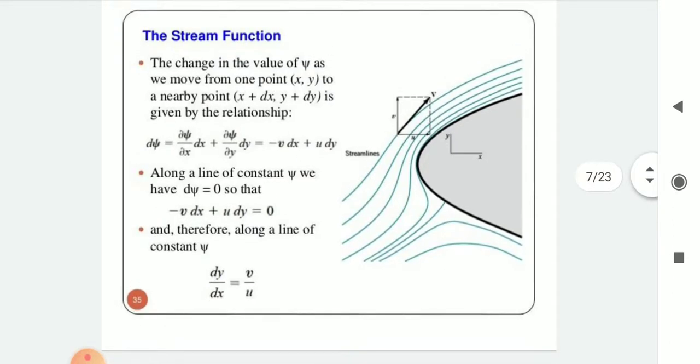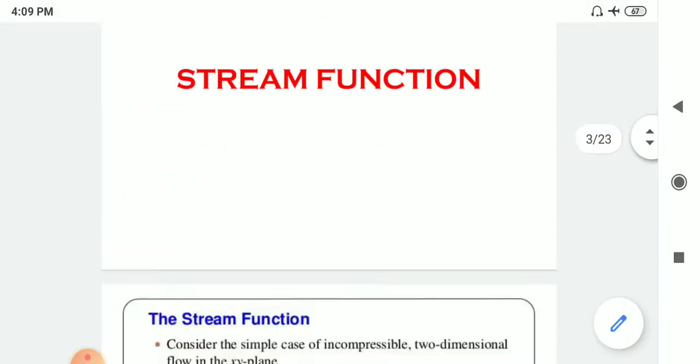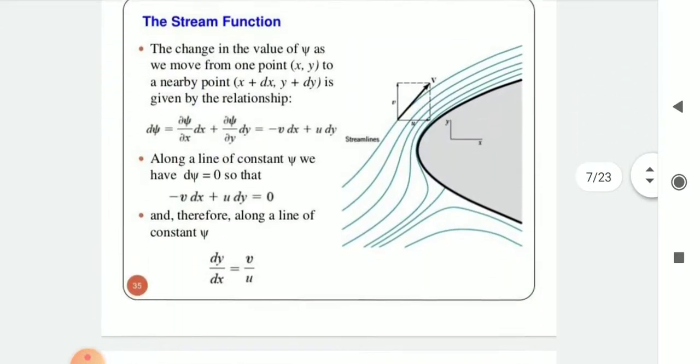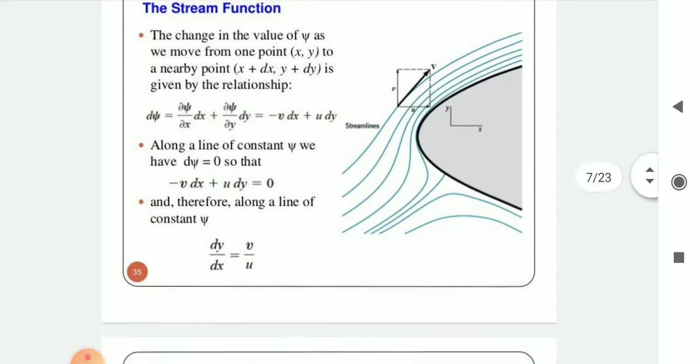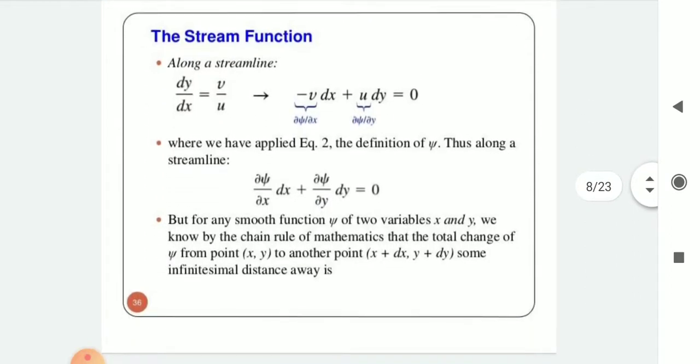Along a line of constant psi, we have d psi equal to 0, so that minus v dx plus u dy equal to 0, and therefore along a line of constant psi, dy by dx equal to v divided by u. Along a streamline, dy by dx equal to v divided by u. We get minus v, that is d psi by dx, plus u, which is d psi by dy, into dy equal to 0.